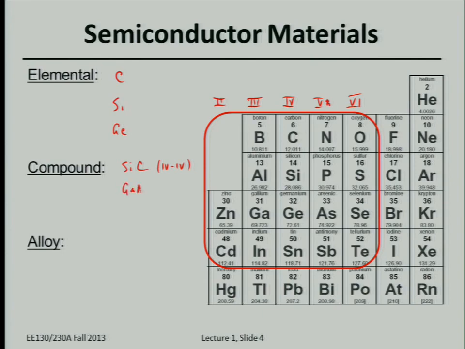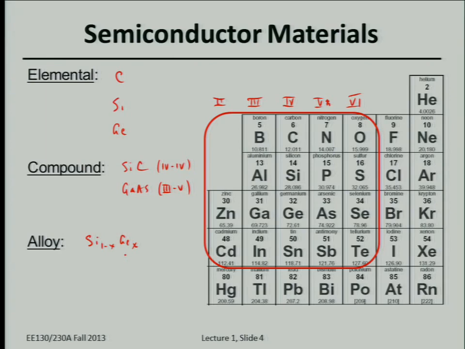Gallium arsenide is a very common 3-5 semiconductor material that's used for optoelectronic devices. And we'll talk about that later. How about an alloy? An example would be silicon germanium. So, the difference between a compound and an alloy.